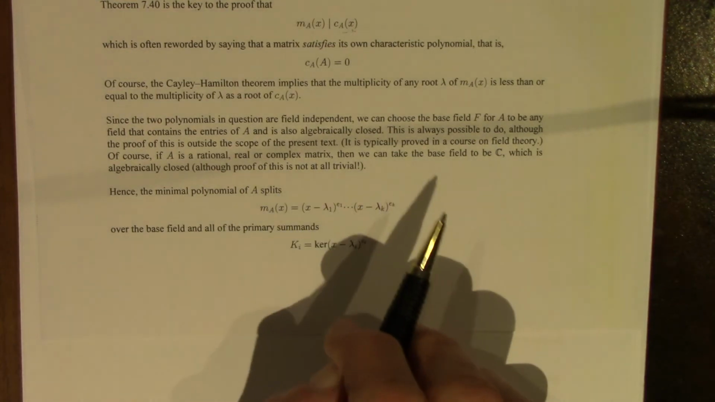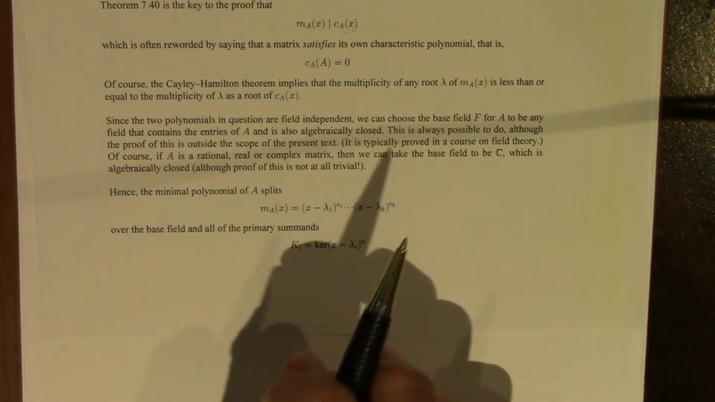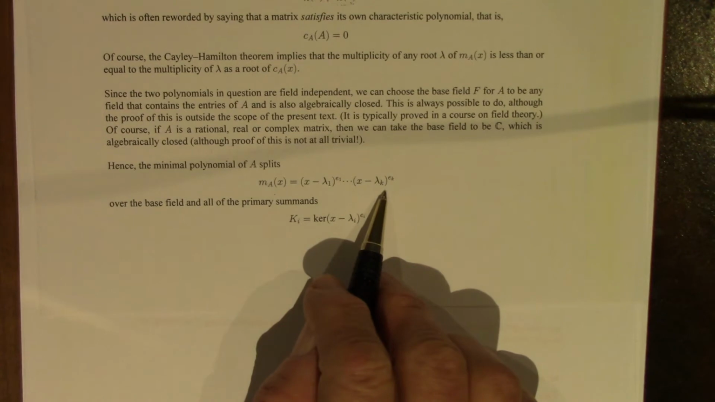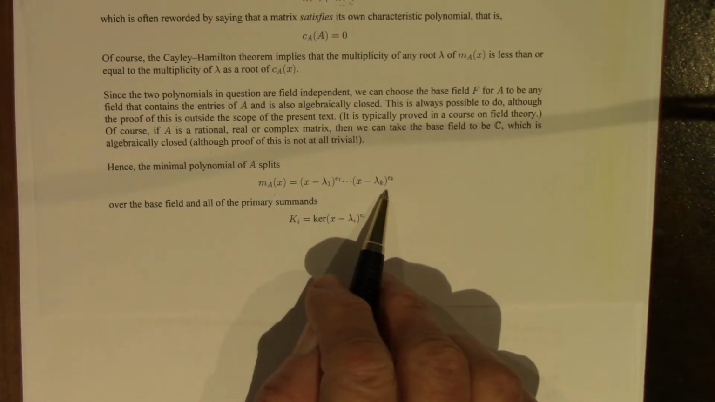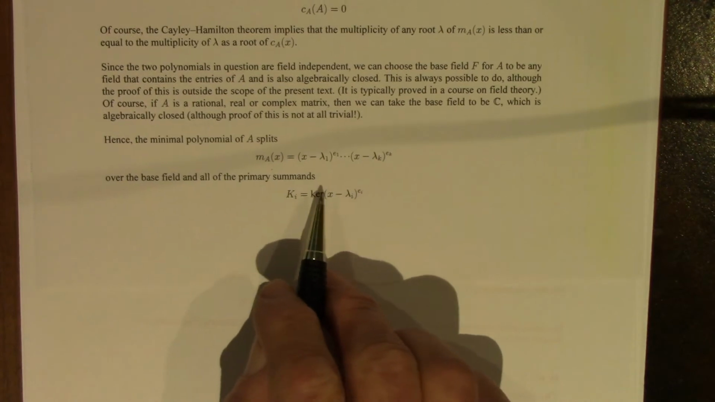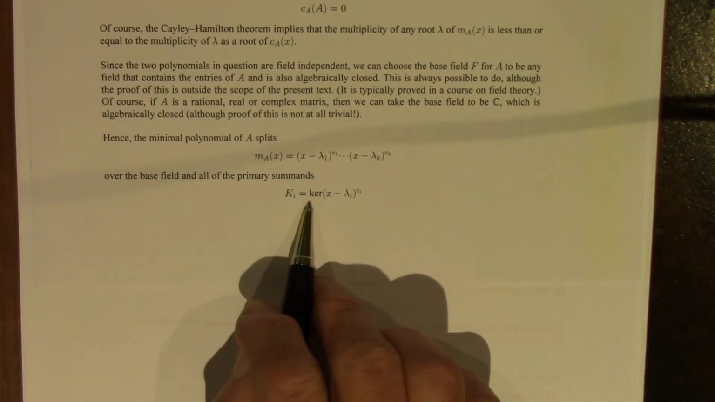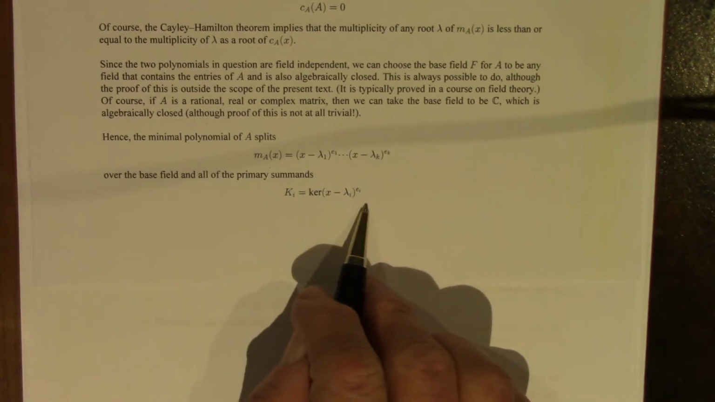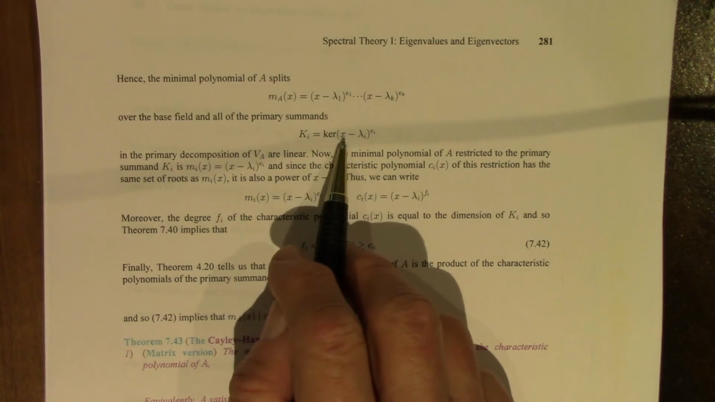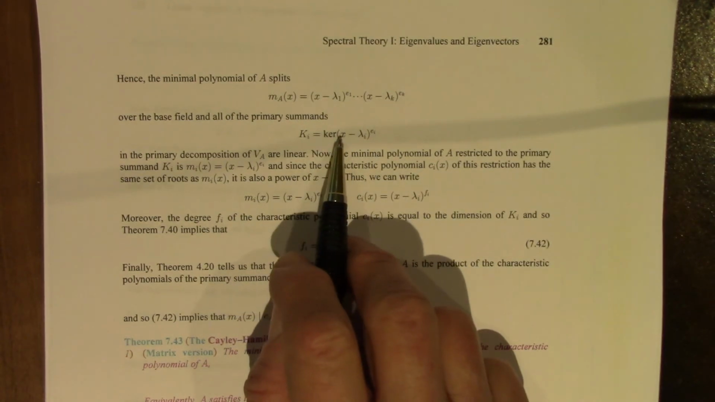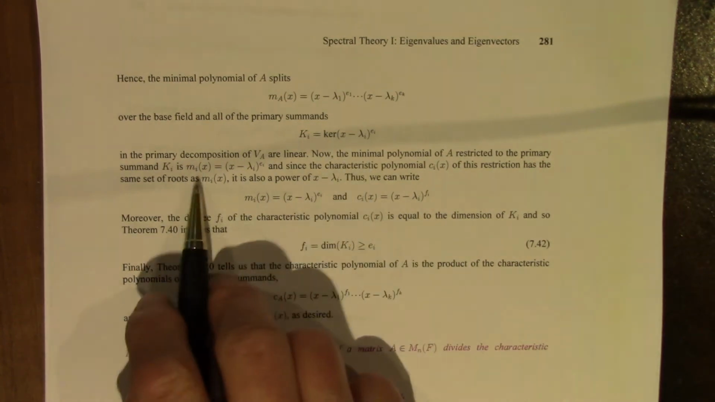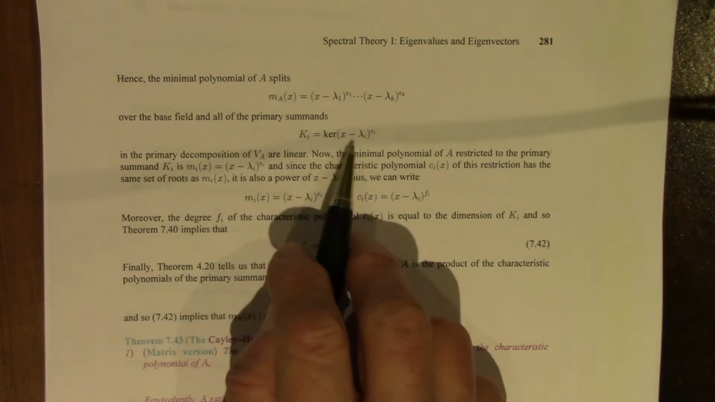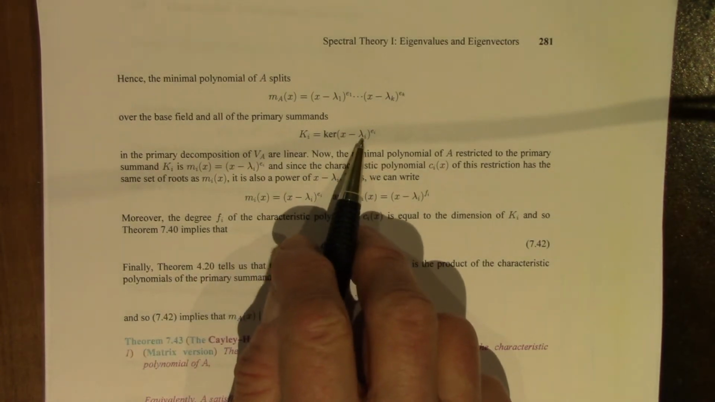But because we are choosing for our base field an algebraically closed field, the minimal polynomial of A splits into a product of linear factors. And all of the primary summands are linear summands. They look like this. Now, the minimal polynomial of A restricted to a primary summand is this power of a linear polynomial. It's this polynomial right here. We've proved that in the last lecture.